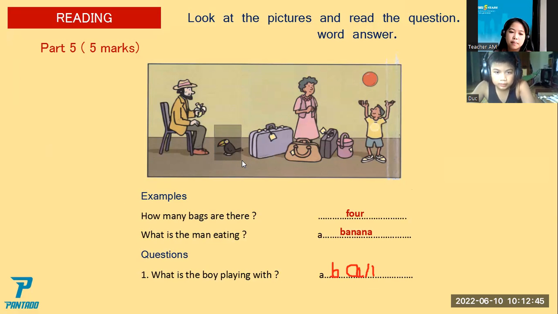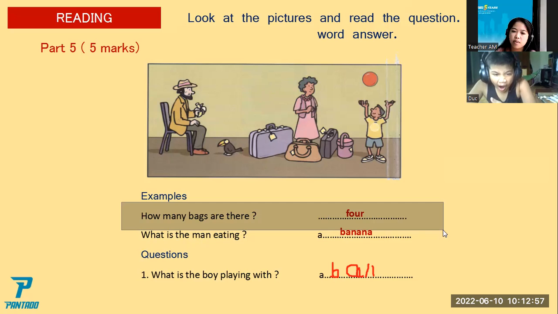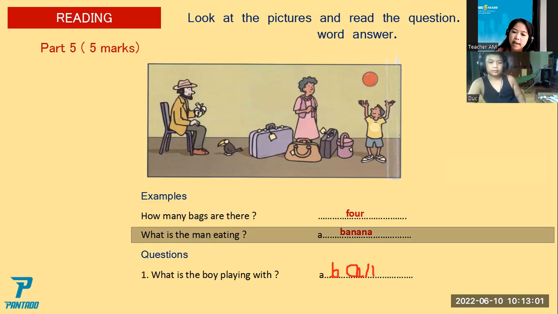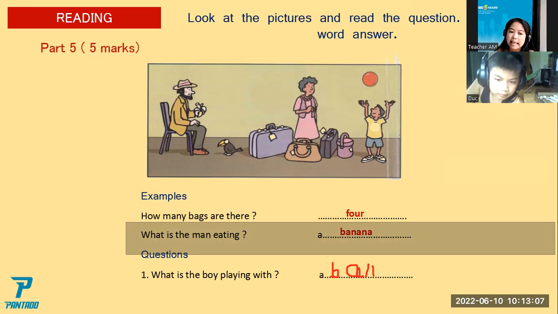What is this? Bird. It's a bird. Very good. So this one, I want you to look at the picture and read the question. Then you write a one word answer. For example, how many bugs are there? It's 4 bugs. Okay. What is the man eating? It's a banana. Okay. You say the man is eating a banana.